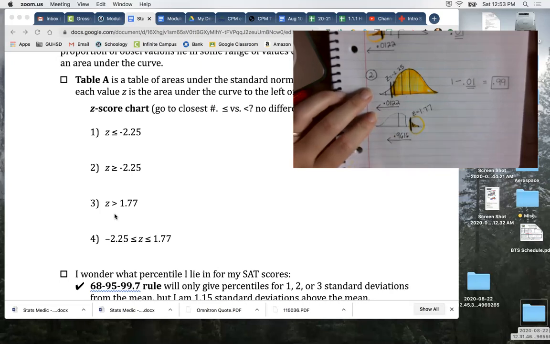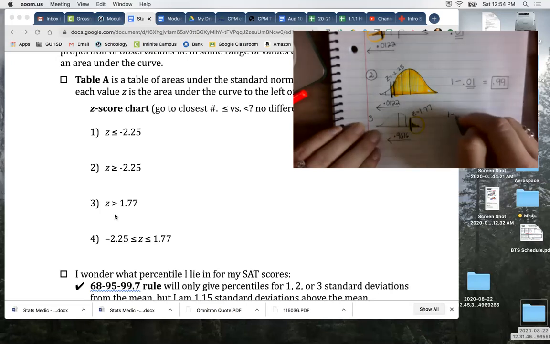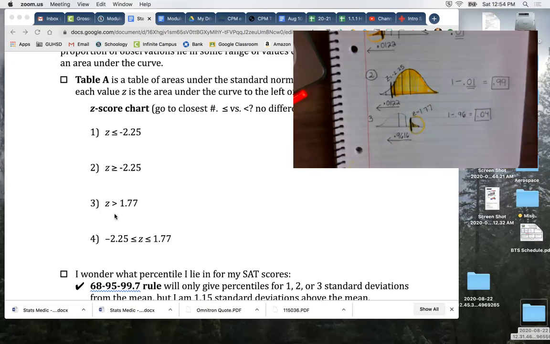Again, that's the area to the left. I don't want the area to the left. If this person is at the 96th percentile, I want to know how many are above it. So I'm going to take 1 minus 0.96, and I get 4%. 4% scored higher than that person. That would be the idea behind it.